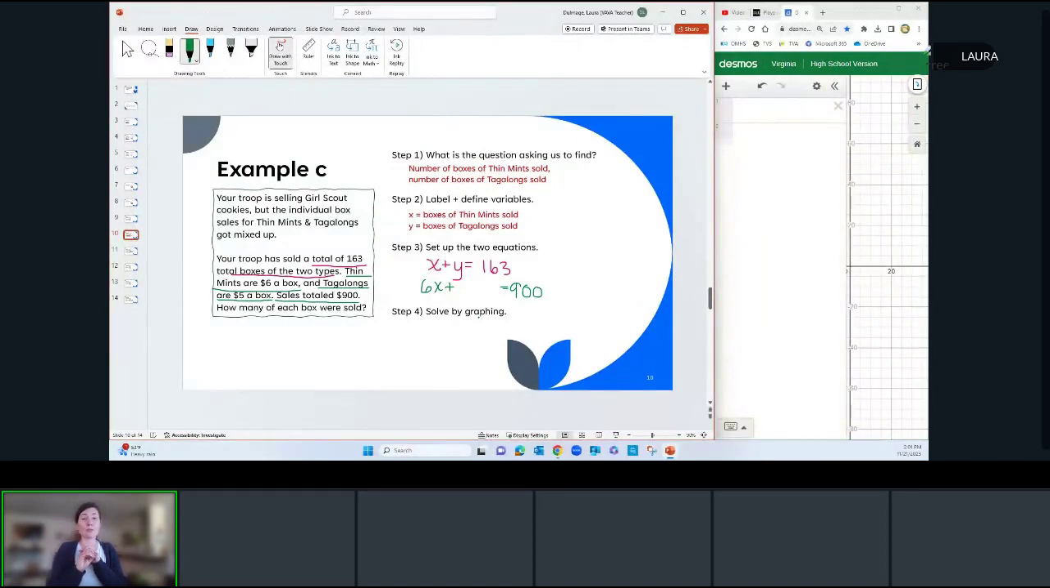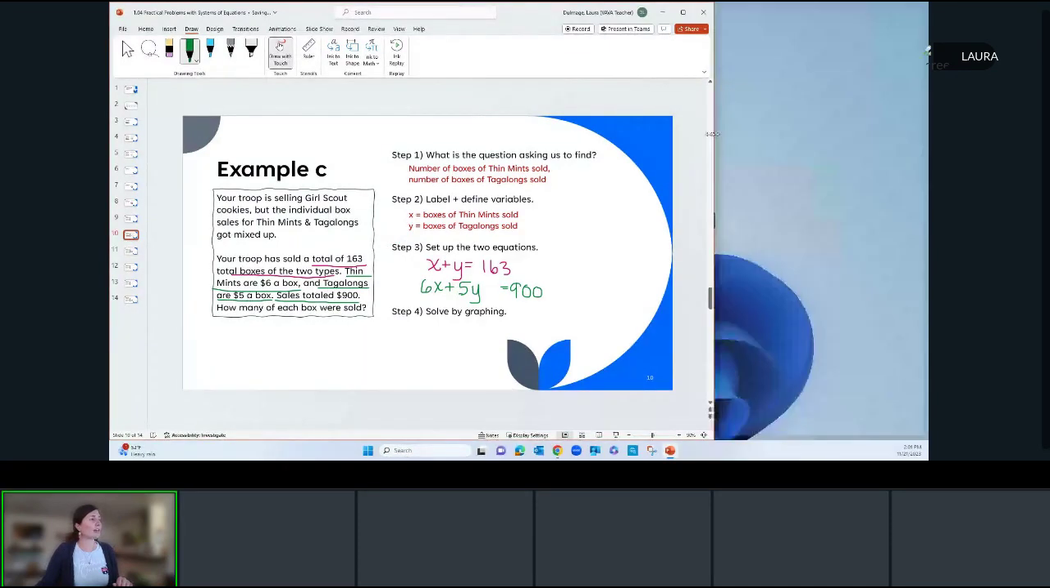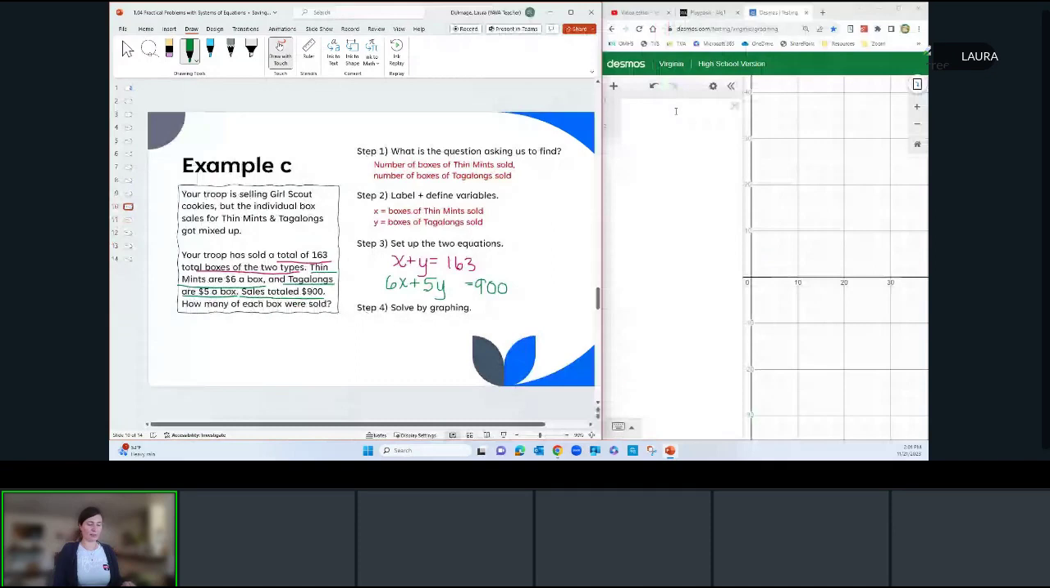Think about what the next term would be. 5y. Tagalongs, or y, are $5 a box. And now that totaled 900. Let's solve this by graphing. We have our system here. We have x plus y equals 163. 6x plus 5y equals 900.